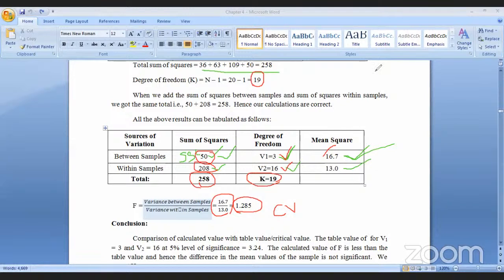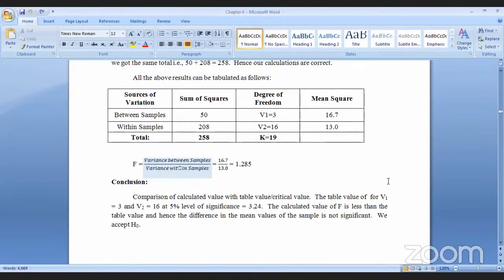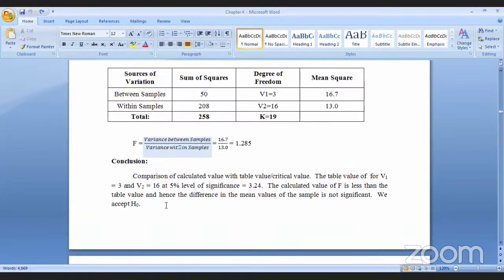Then after calculating the value we go for comparison of that calculated value, to decide whether we need to accept the null hypothesis or not. So the comparison is of the calculated value with the table value or the critical value. The table value for V1 equal to 3 and V2 equal to 16 at 5% is 3.24. The calculated value of F is less than the table value, hence the difference between the mean values of the samples is not significant. We accept H0. We have to write the conclusion in this style.